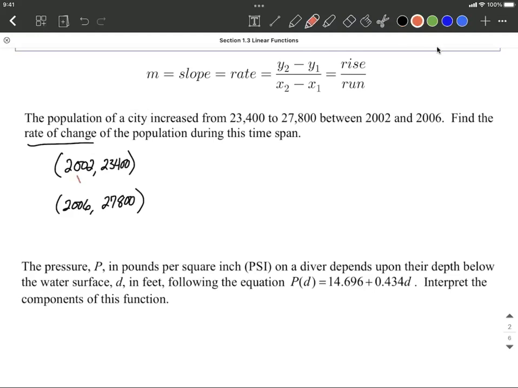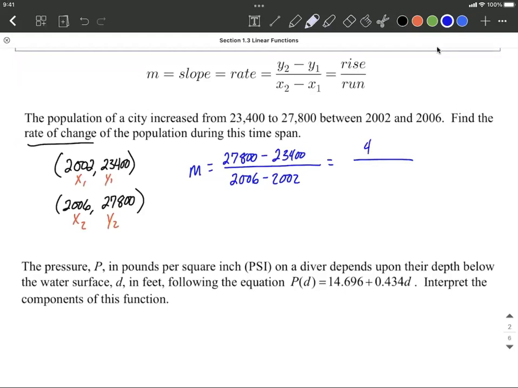Now I'm going to label these, and I find labeling things helps as we're getting used to filling into a formula. So the first one I'm going to call the sub 1s, and the second one the sub 2s. Now filling into our slope formula, it's going to go as y2, 27,800, minus y1, 23,400, over x2, 2006, minus x1, 2002. Doing these calculations, we're going to get 4,400 divided by 4, which reduces down to 1,100.